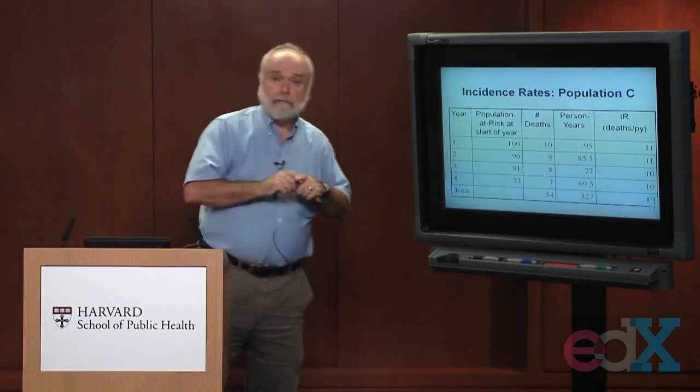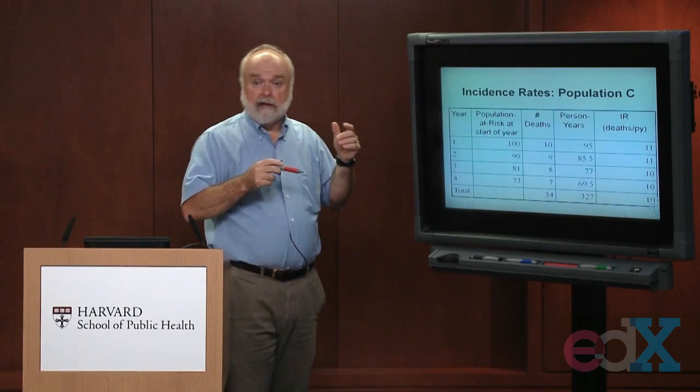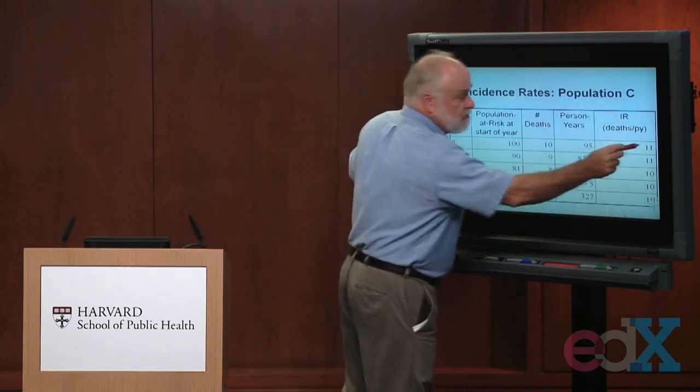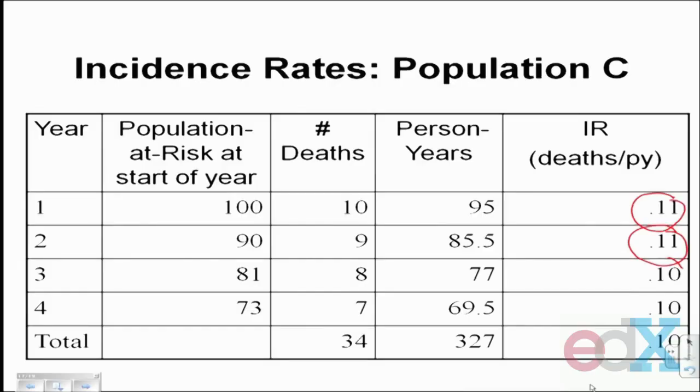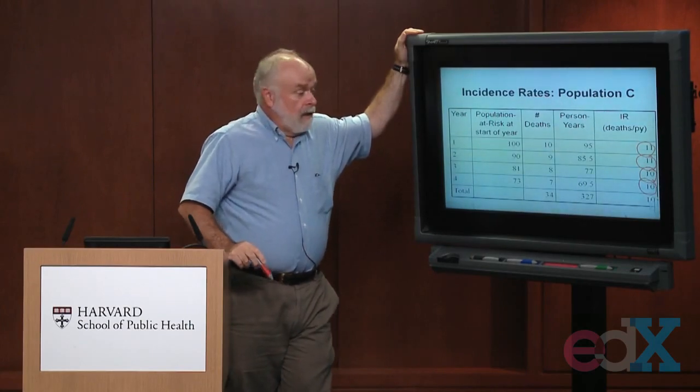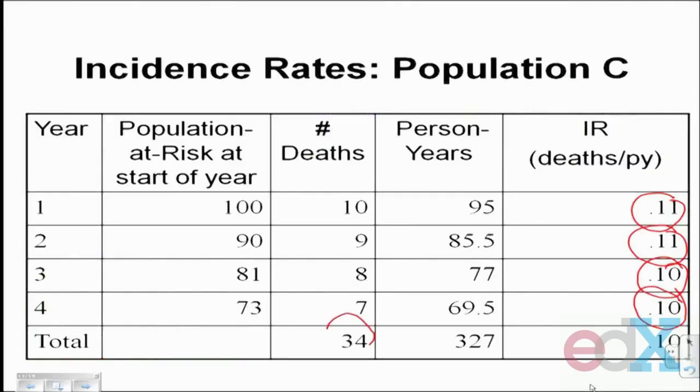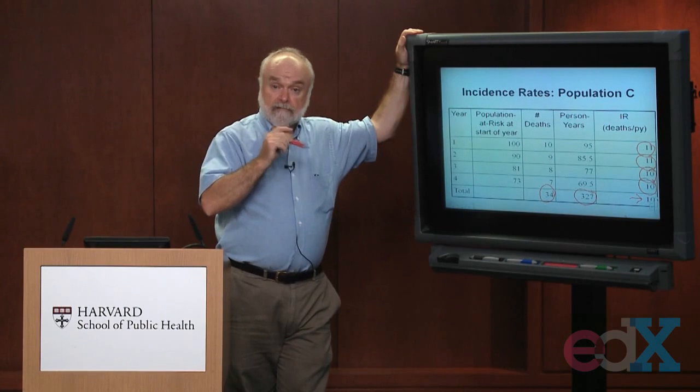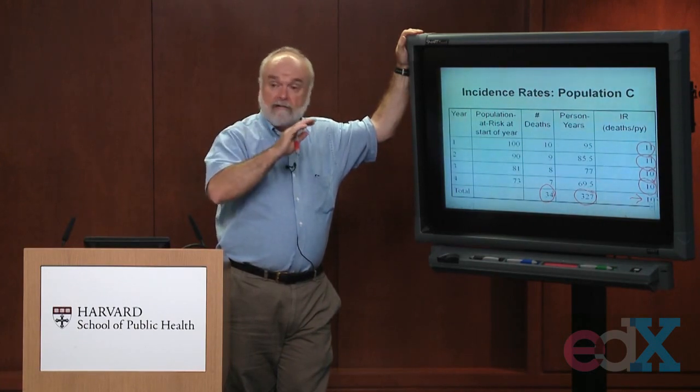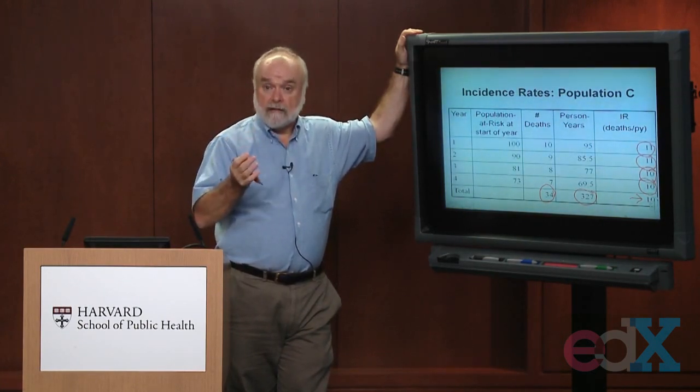Well, finally, if you just look at population C, and I'm not going to go through the calculations, the incidence rates are almost constant: 0.11, 0.11, 0.11, 0.10 for the 4 years of follow-up. They're all about 0.10. If you take all the deaths, 34, divided by all the person time, 327 person years, you'll get roughly that same number again, 0.10 deaths for every 1 person year of follow-up. Here this one calculation, all cases divided by all person time, makes sense.